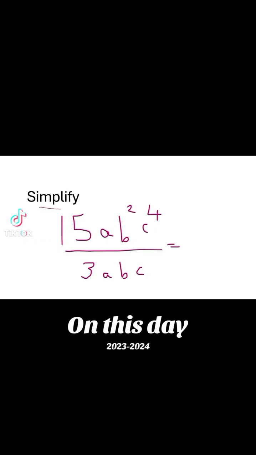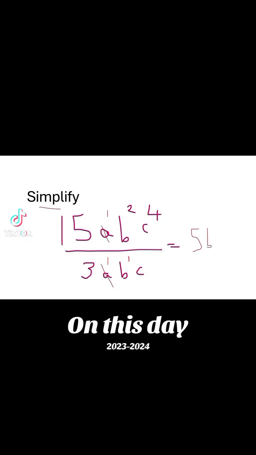15 divided by 3 is 5. a divided by a is just 1, so they just cancel. It goes to 1, you can put a 1 there. b squared divided by b, think about it as b to the power of 1. When it's the same base to a power divided by another power, I'm going to subtract the powers. So that'll be 5b to the 1, actually, I'll just write 5b.